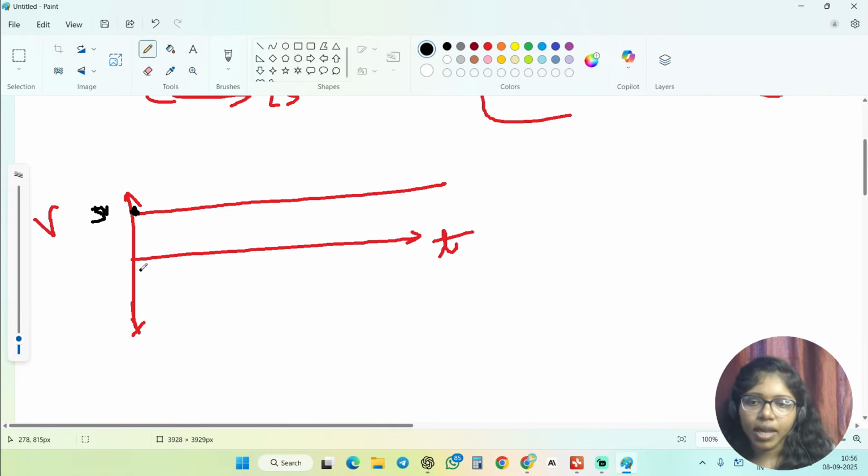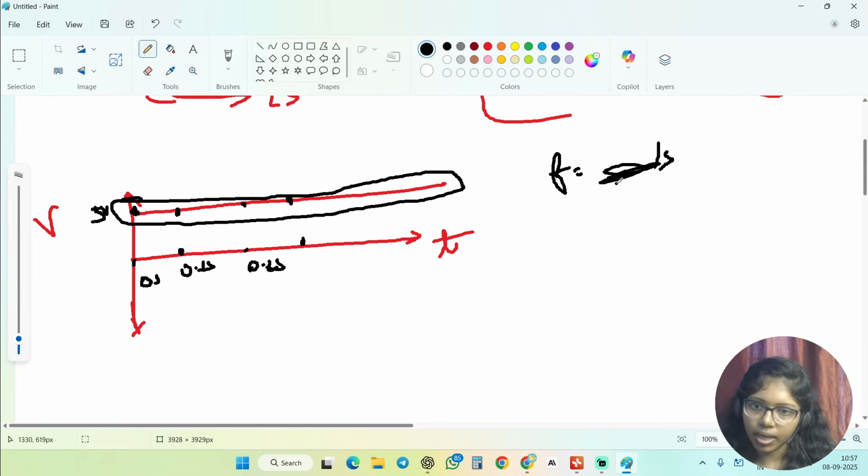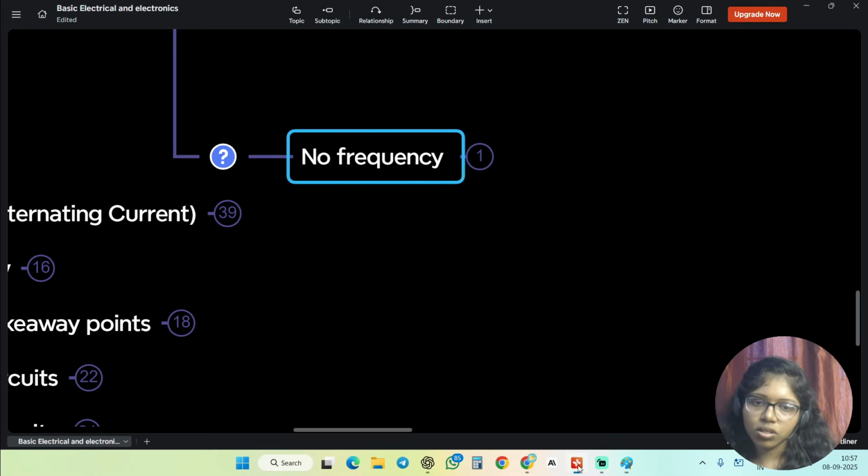So calculate for the zeroth second: what is the voltage value? What about the 0.1 second? What is the voltage value? At 0.2, what is the voltage? If you check these values, there are no changes in the signal, voltage or current, right? It keeps on maintaining the same voltage. At this time, no frequency is produced. For per second, there are no changes in the signal or current. How can we identify the frequency? There is no frequency provided.